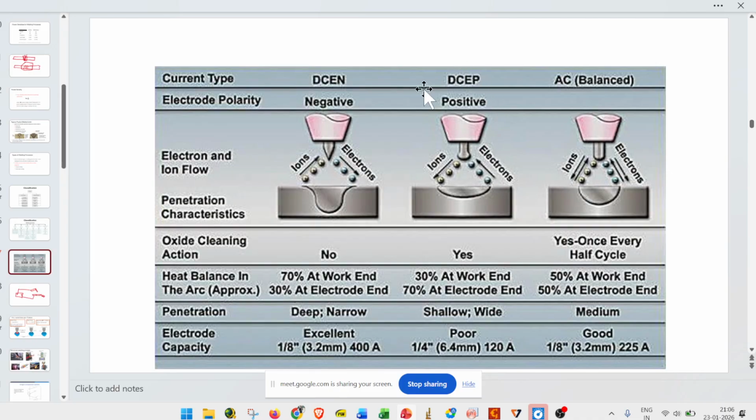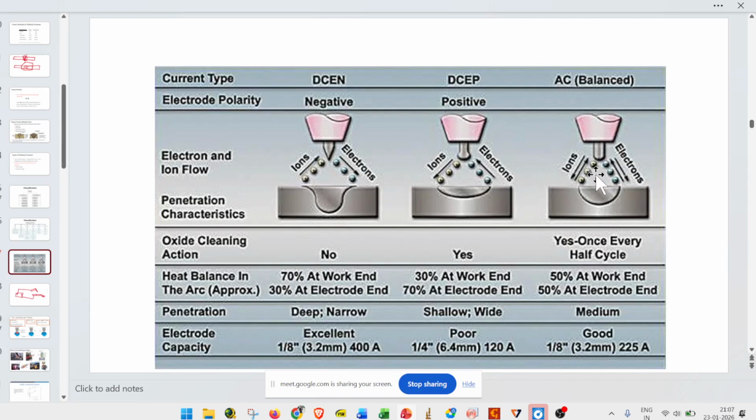So where are we going to require this kind of configuration? Suppose I want to join aluminum. Aluminum can readily form oxidation, because aluminum is highly reactive to oxygen and forms an oxide layer on it, which is not desirable in the welding process. So that's why we go with the DCEP case. The ions will cause a cleaning action. Once the oxidation layer forms, it will immediately be removed by these ions.